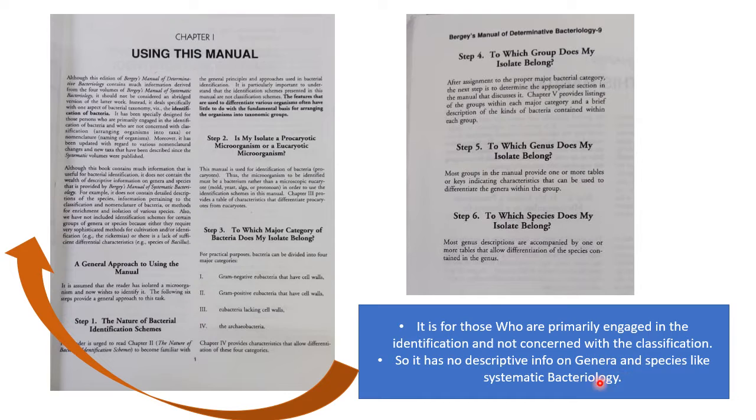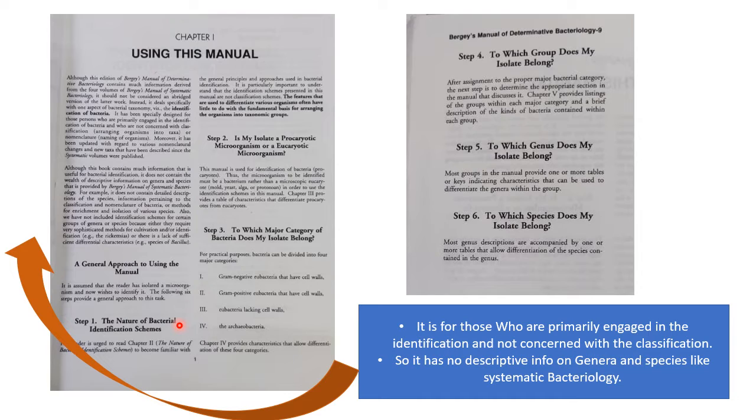Now let's move further. About determinative bacteriology, I am going to discuss a few points which I think are important. If you have not handled Bergey's manual before, then you should know what this book is. There are different chapters, four or five I guess, with descriptions of the different groups and categories of bacteria. The first chapter is about using this manual, and I have given this description here in short.